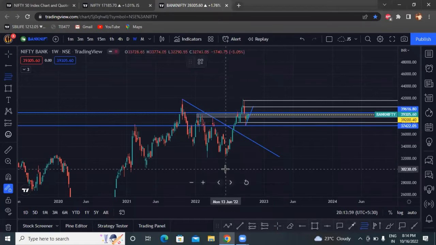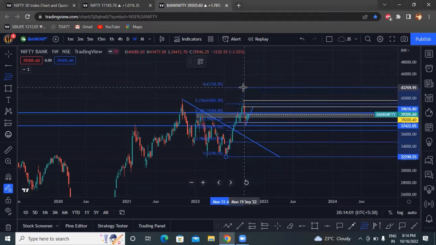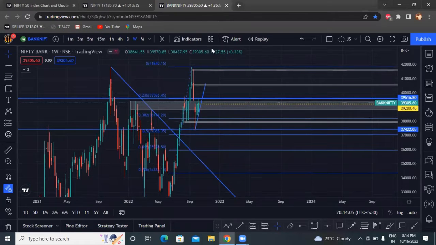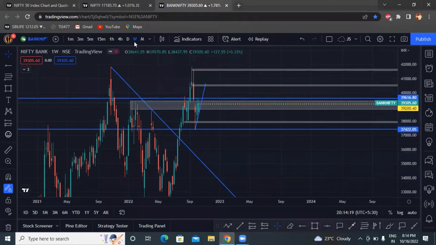When I have used the fib retracement tool, it is showing that it has tested the 38% zone as of now, right? It has tested this region and is taking rejection from here and started to move upside, but still there is no good confirmation that it will move upside continuously. Let me show you on the daily time frame how this will affect.